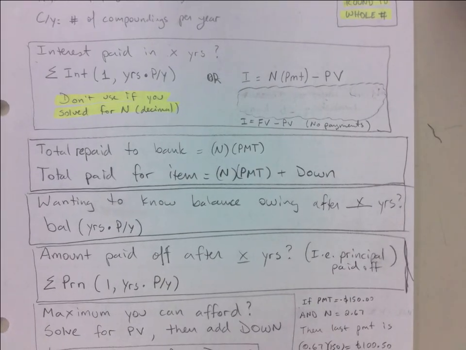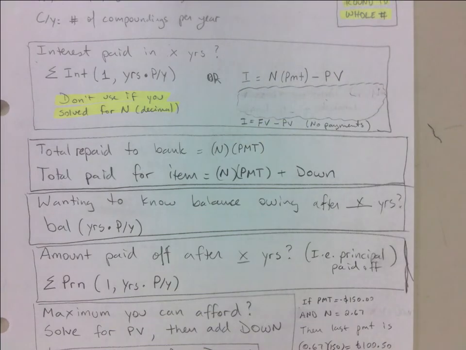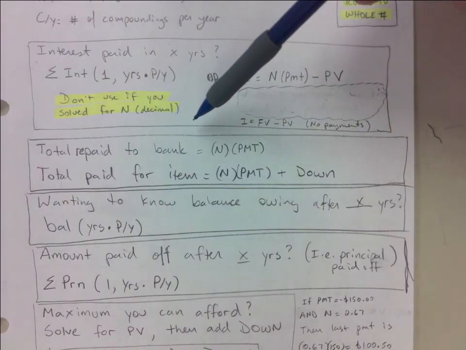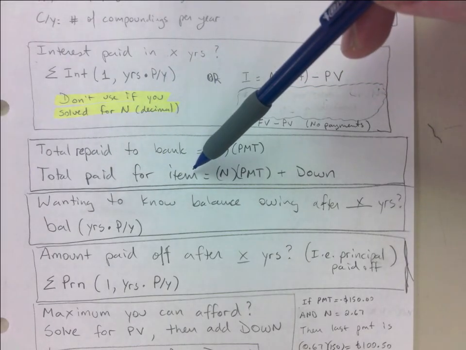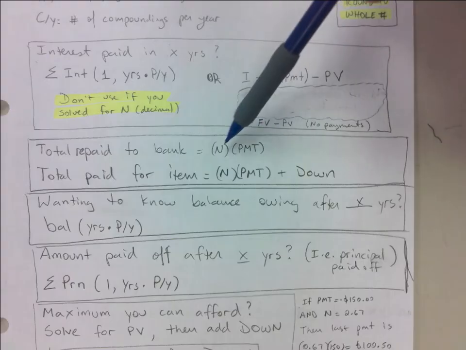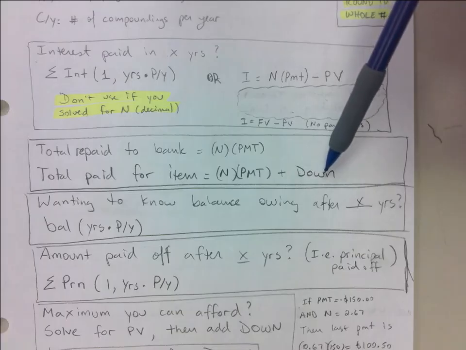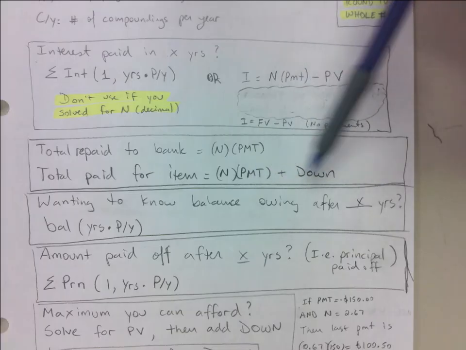If the question says, how much did you repay the bank? N times PMT. If the question asks total paid for the item, so this could be a car, a house, you name it, you take what you paid the bank and you add the down payment to that. Okay?